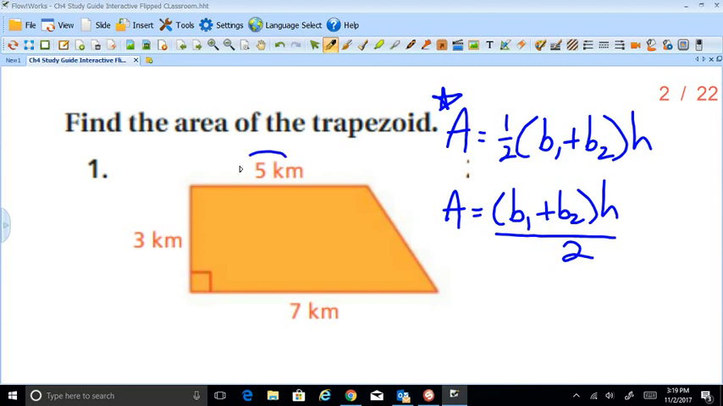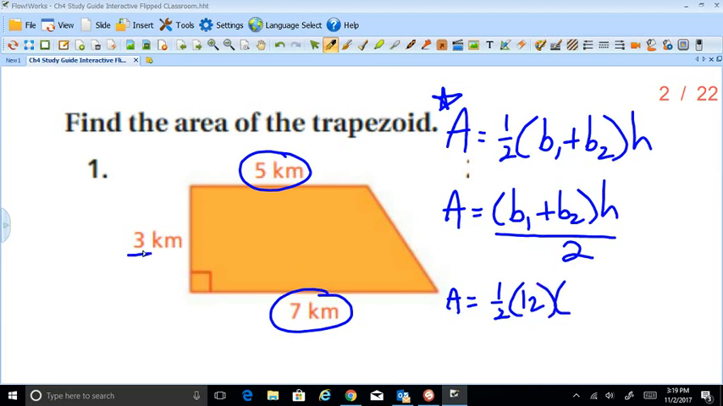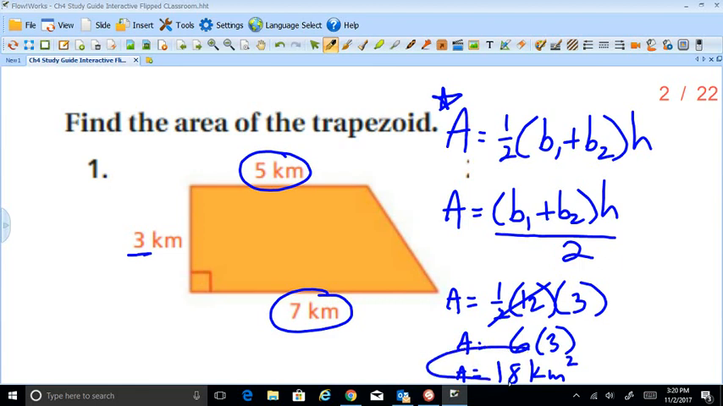So if we look here at the 5 and the 7, we realize those are the two bases because your bases are always parallel to one another. So I'm going to plug in to my formula. 1/2, 5 plus 7 is 12, so times 12, times my h, the height, which is the 3 kilometers. The height always is a straight line that meets perpendicularly between your two bases. So half of 12 gives us a 6, and we're left with 6 times 3. And of course, the area for this question equals 18 square kilometers. Don't forget, area must have square units.